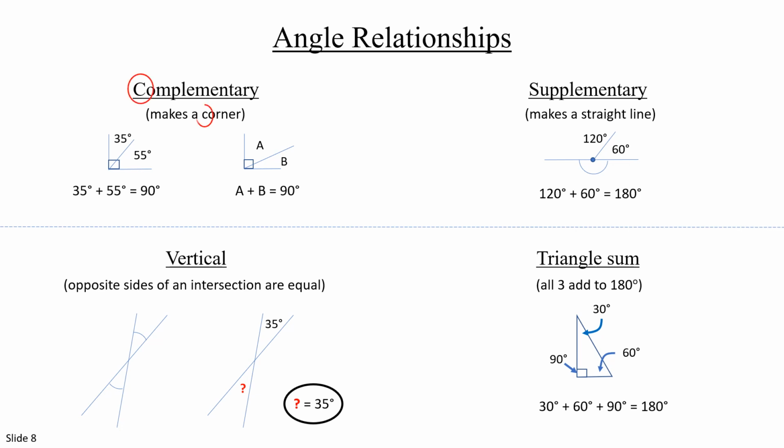Here's a way I can remember complementary and supplementary. Complementary starts with a C, corner starts with a C. Supplementary starts with an S, straight line starts with an S. So if it makes a corner, they're complementary. If they form a straight line, they're supplementary.